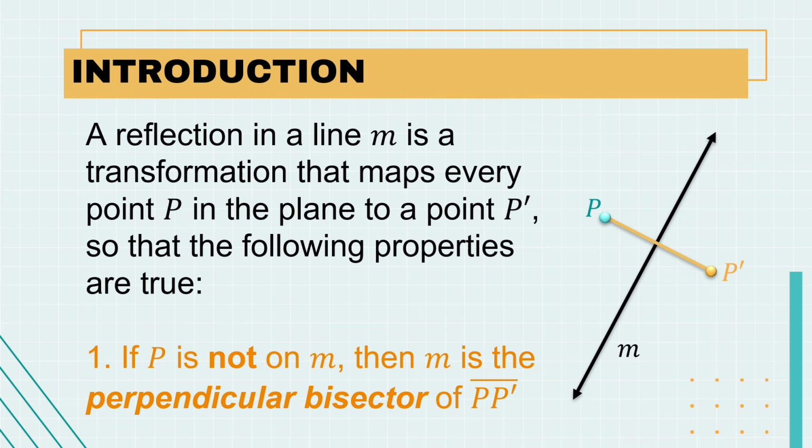Medyo mahaba pakinggan, so let us break it down. Perpendicular means the line forms a 90-degree angle. Bisector means it cuts something into two equal parts. So kapag ang point A ay nireflect at naging A prime, the line of reflection cuts the segment between A and A prime exactly in the middle, and it forms a right angle. That is why the original point and the reflected point are always equally distant from the line of reflection.